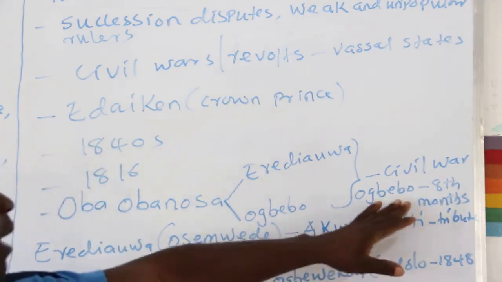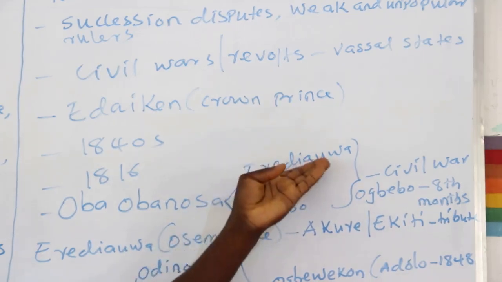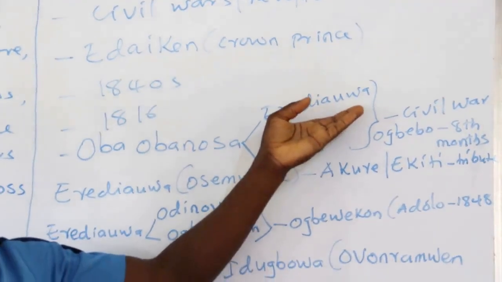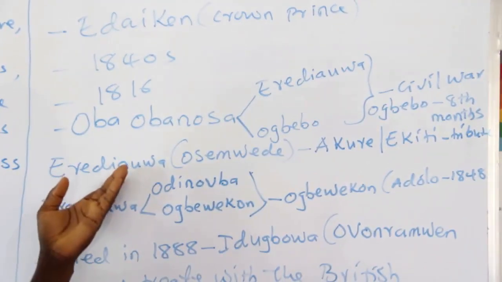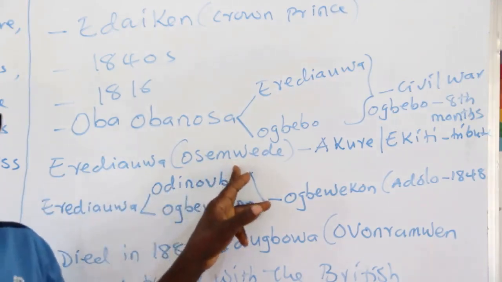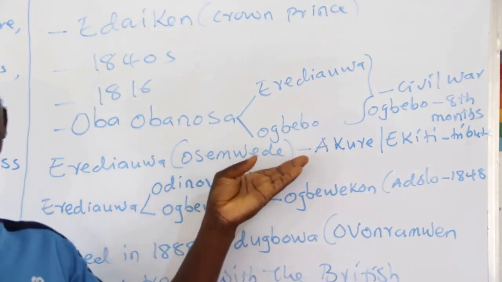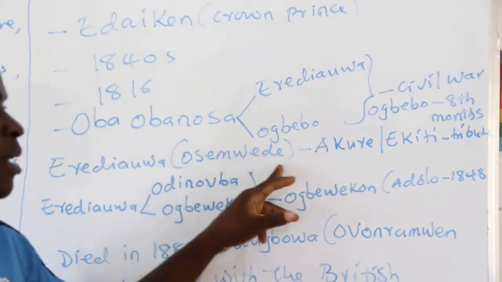Now, when he died, automatically it was Erediauwa that remained. So, legitimately, he was appointed or crowned as the king. So, Erediauwa became the king and decided to take the throne title Osemwede. That was the title he chose to be known with, or to be called with, Osemwede.